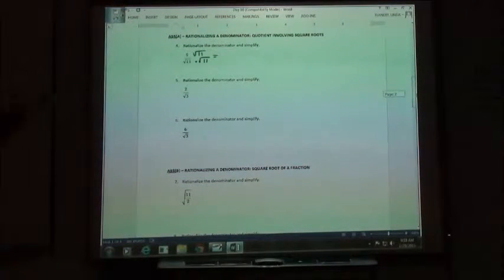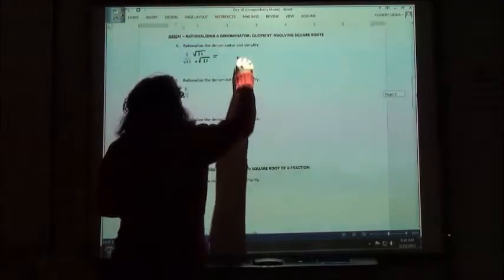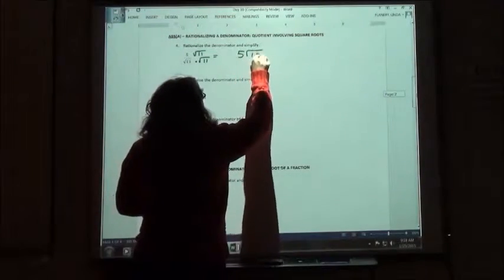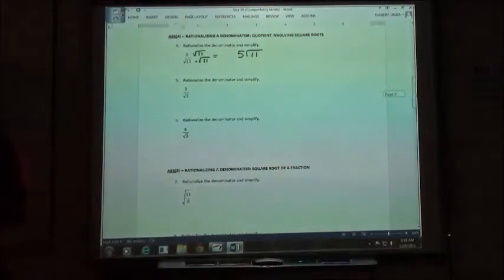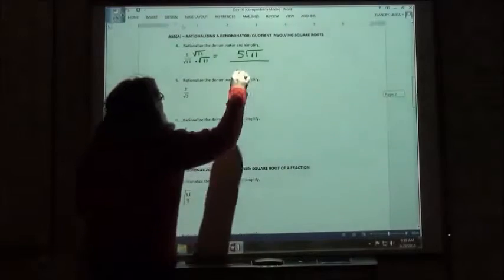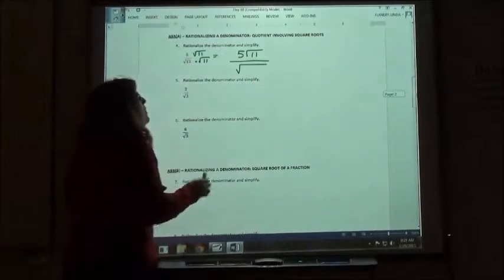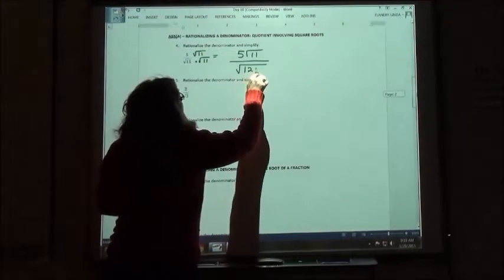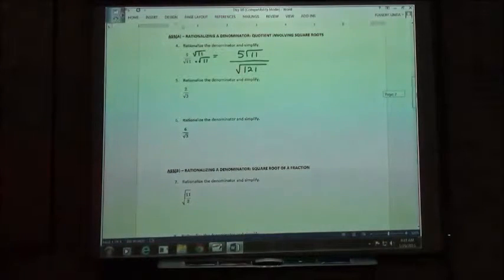So 5 times the square root of 11, we just write 5 square root of 11. We can't combine them because one's under the square root and one is not. On the bottom, however, when you take the square root of 11 times the square root of 11, you get the square root of? You multiply. Yep, you multiply the 11 times the 11. The square root of 121.